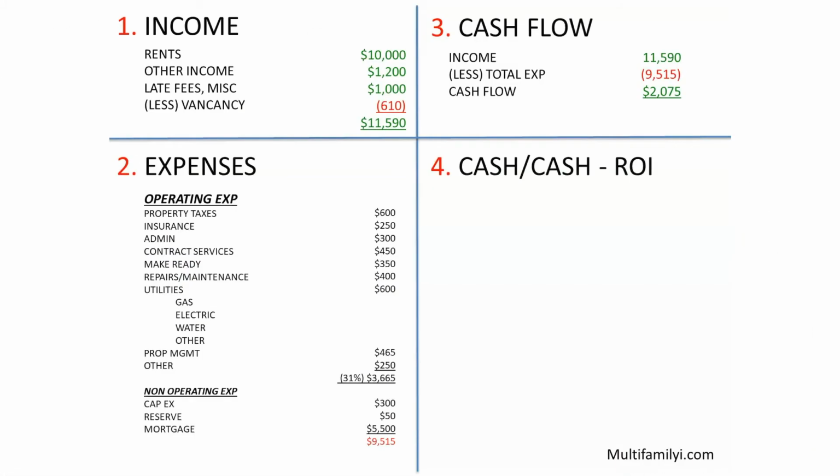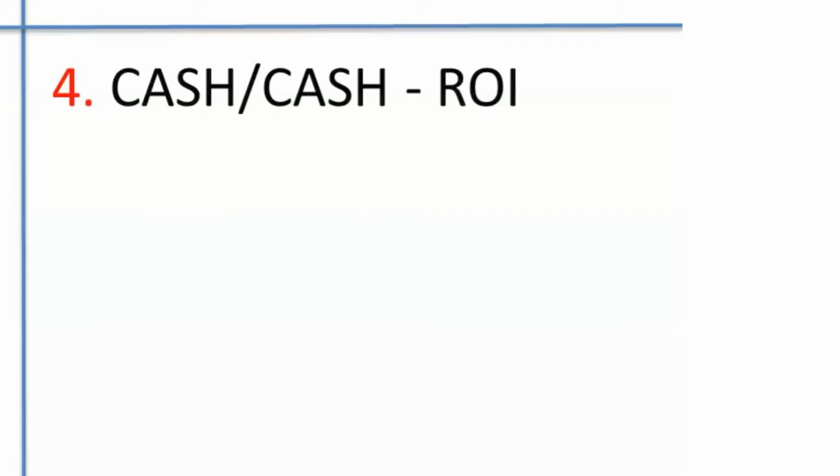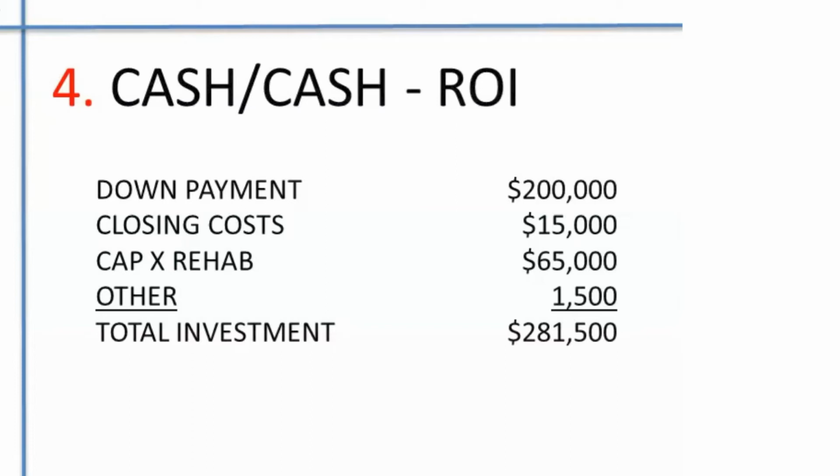And then you jump into quadrant 4, which is the cash on cash return, return on investment. So this is where you're going to calculate your total initial investment on the property from your down payment, closing costs, any rehab budget that you're anticipating when you're going in the door, and then maybe a little other expenses, some legal admin stuff that's in there, in this case $1,500. So total investment into this particular example is $281,500.